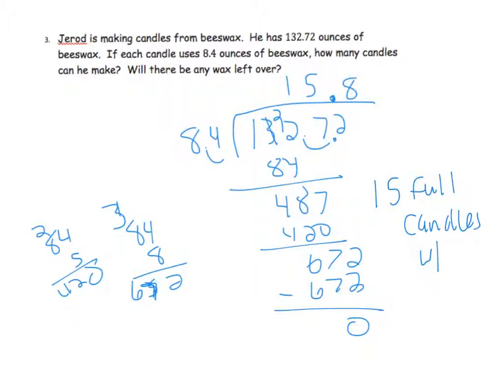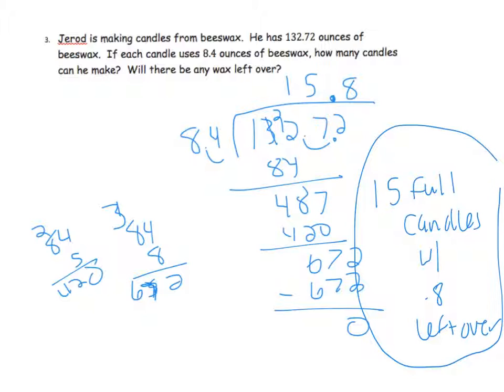So your answer is 15 full candles with 0.8 left over. Which is kind of ironic because my husband, who's not named Jared, was just making candles for me this past weekend.